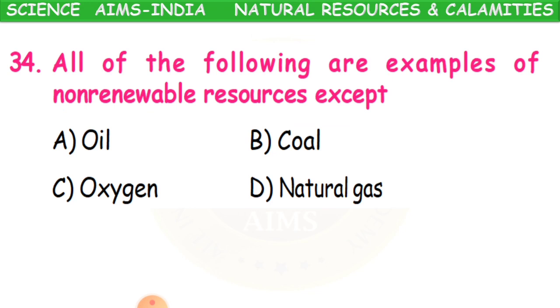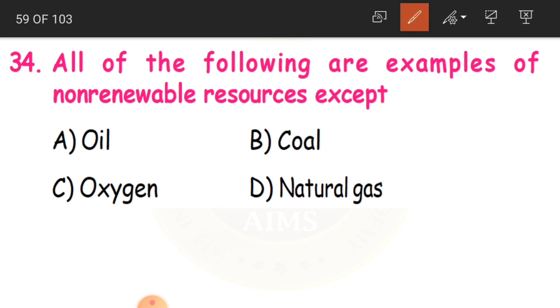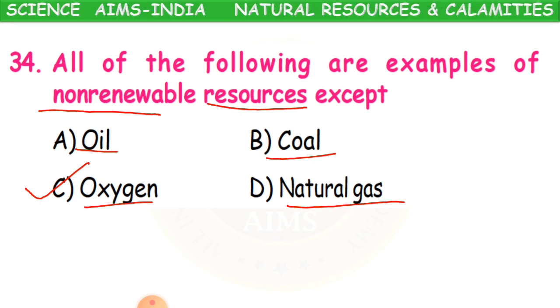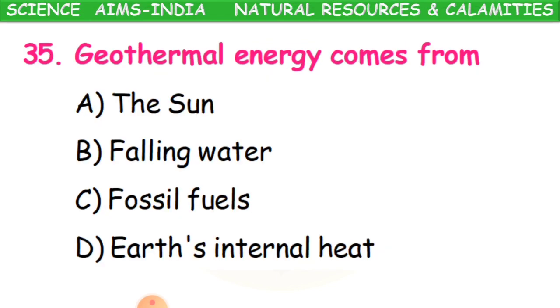All of the following are examples of non-renewable resources except. Either oil, coal, oxygen and natural gas. And the answer is, can you guess, children? It is oxygen. Except oxygen, oil, coal and natural gas are non-renewable resources.